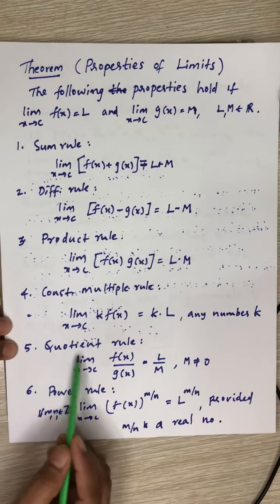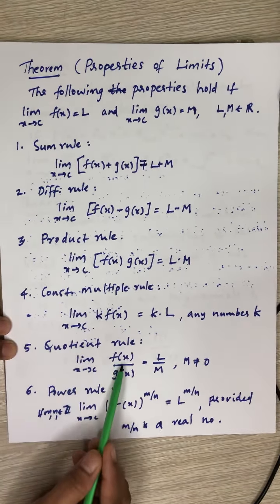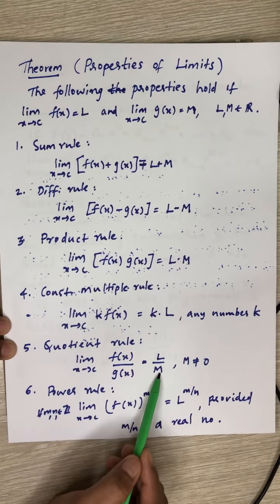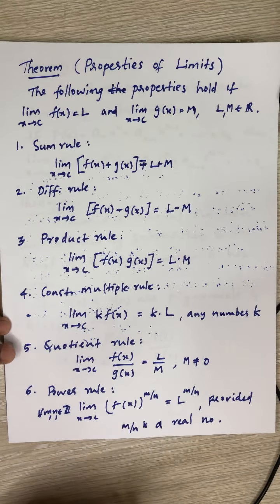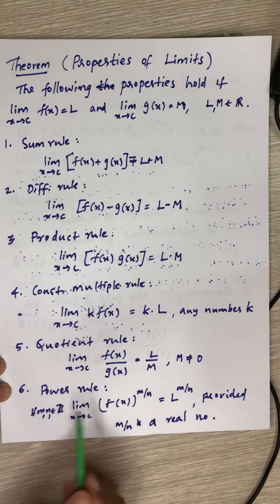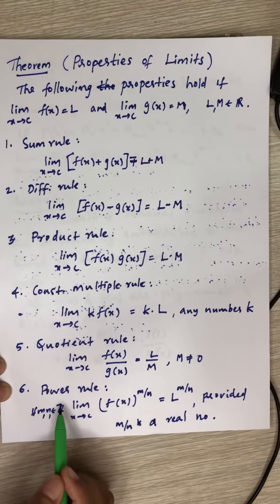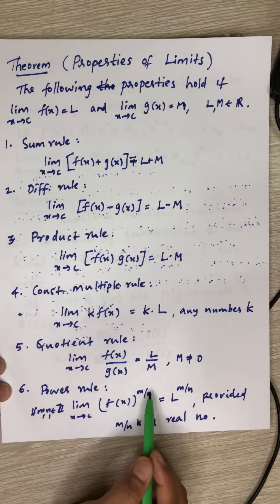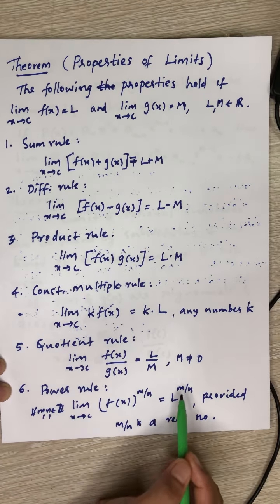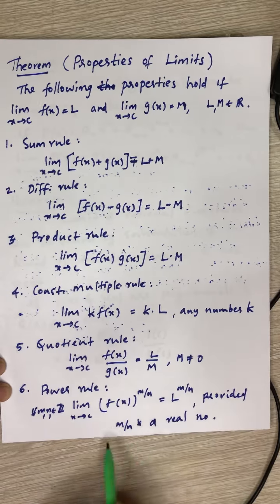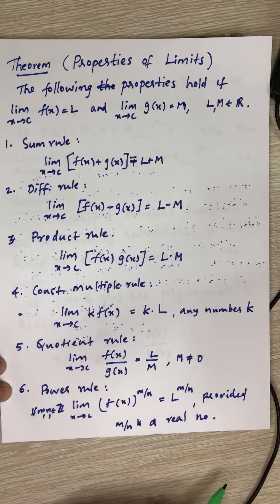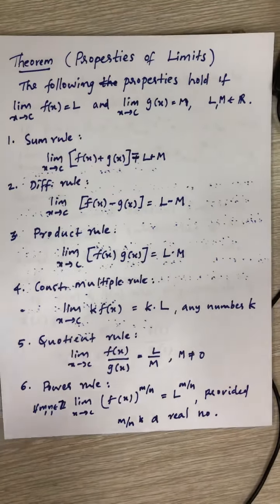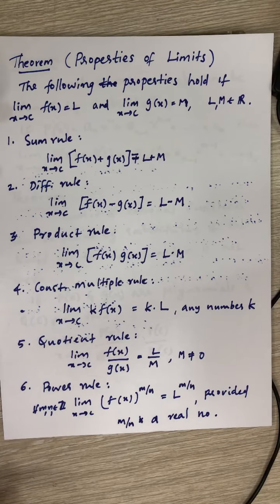Fifth, quotient rule: limit of f of x by g of x is equal to L by m, where m is not equal to 0. Sixth, power rule: if m and n are integers, then limit of f of x the whole power m by n is equal to L raised to m by n, provided m by n is a real number. Combining these properties, we get two important theorems.